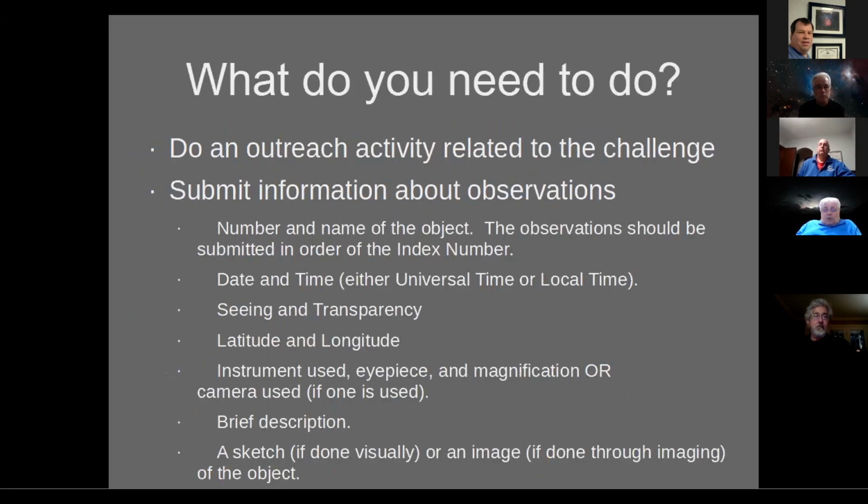To work on this program, what you have to do is an outreach activity that's related to the challenge. The challenge is about galaxies, so somehow as you do outreach, you would need to mention galaxies and talk a little bit about them. I got some ideas on that a little bit later. Ultimately, you're going to need to turn in some information to the Astronomical League about the observations. By the number, they mean there are 22 of them you pick. I'm going to do number 4. And then what the name of the object is.